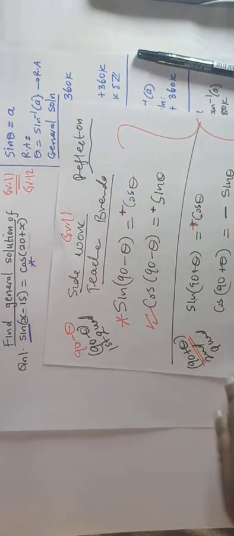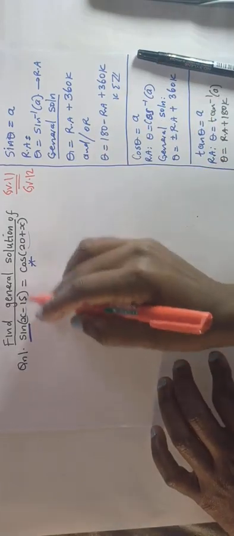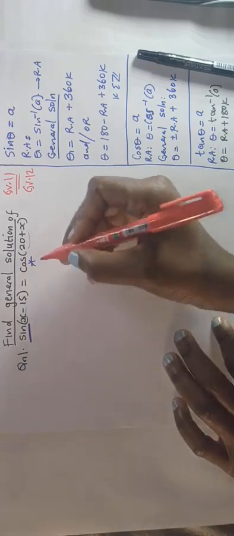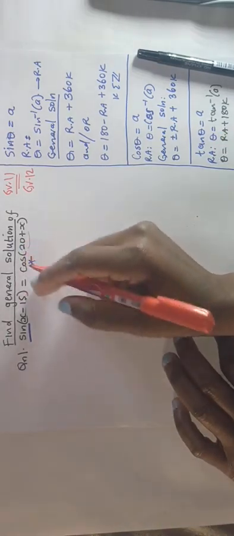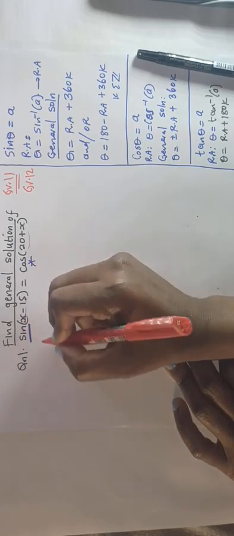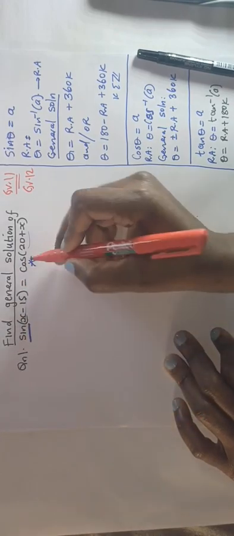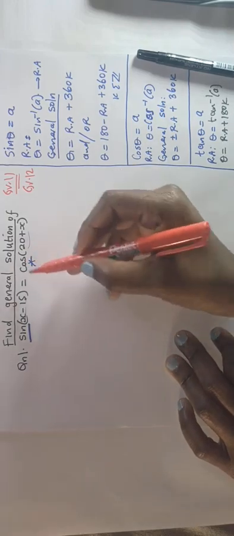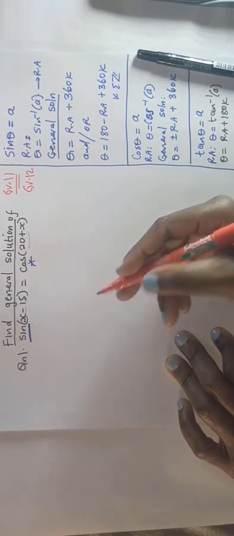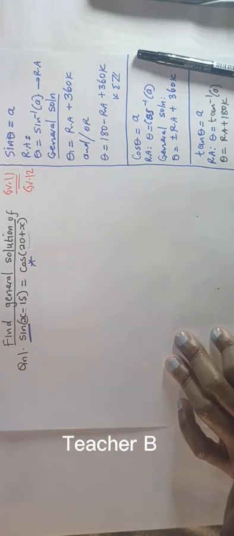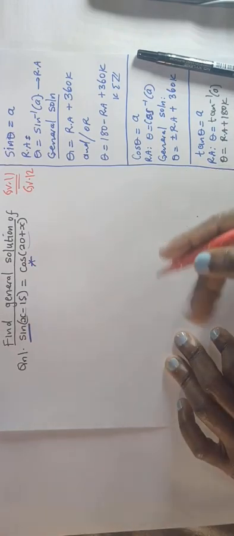Since the other method doesn't work, the only way to answer this question is to employ this skill. Either I choose to change sine into cos, or I choose to change cos into sine, because the aim is to have the same function on the left and on the right.